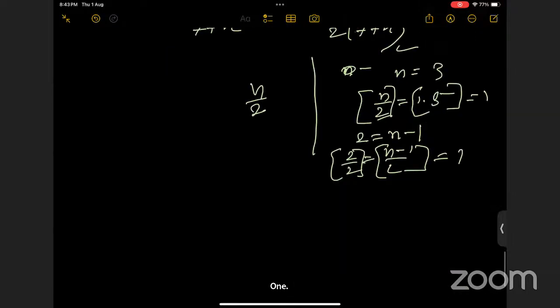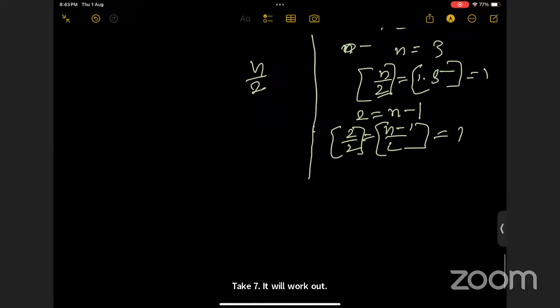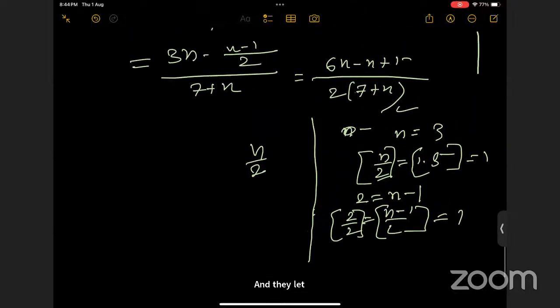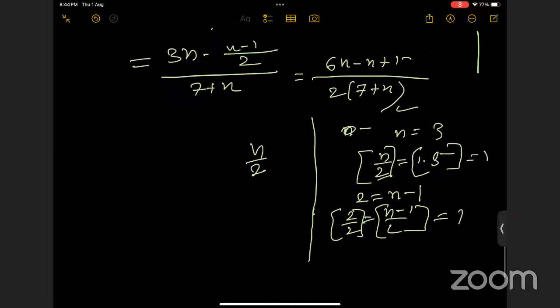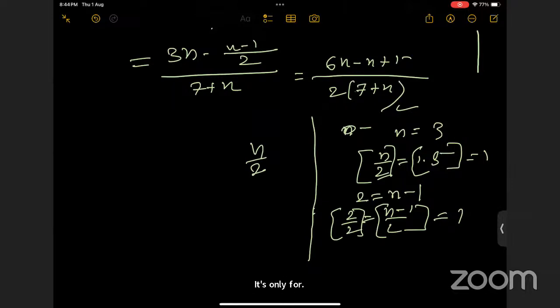Yes, I've now understood what is meant. Similarly, we can do the argument for all, for even and odd numbers, okay? Only for odd. Yes, ma'am, this is only for the odd definition.